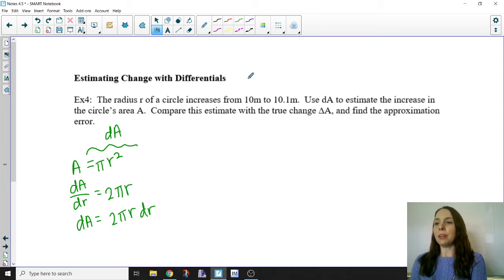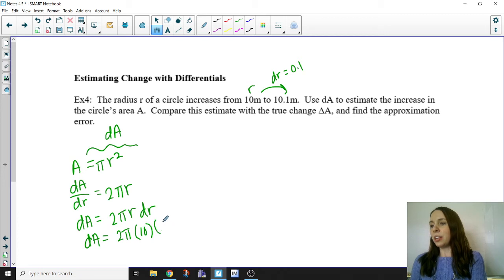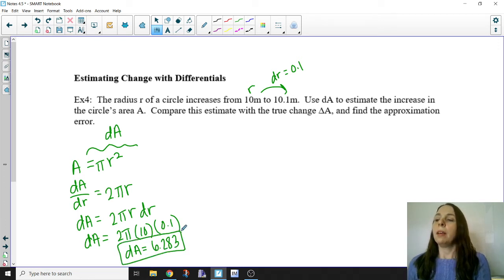And now let's fill in our values. The r that we're going to use here is the original radius. The dr is the change in the radius. So that would be 0.1. Oh, the radius is 10 and the change in the radius is 0.1. Okay, and this ends up to be 2 pi, right? Or let's put it in decimal form to be able to compare with our other value, our true change. Let's say 6.283.